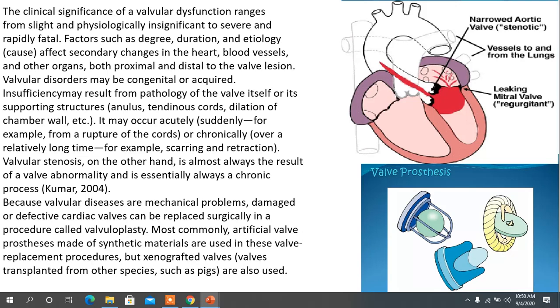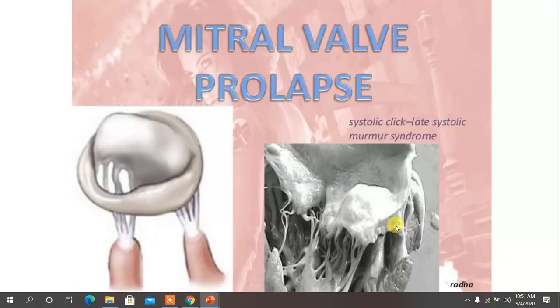And here are shown some valvular prostheses, here one, because this is a mechanical type. So if valves are damaged, they can be repaired or they can be replaced by these valves. These are the prosthetic valves. Nowadays, a xenograft, meaning a valve from another species, can also be transplanted into human beings. So these are the valvular prostheses which are commonly used.